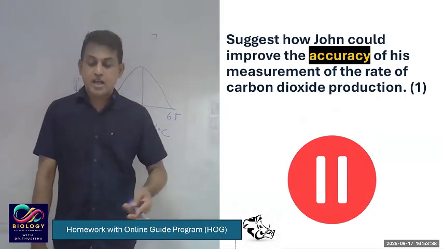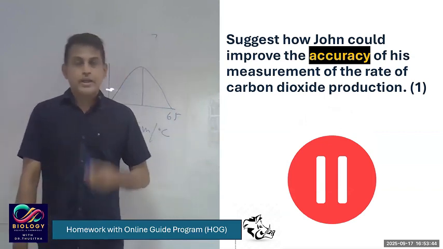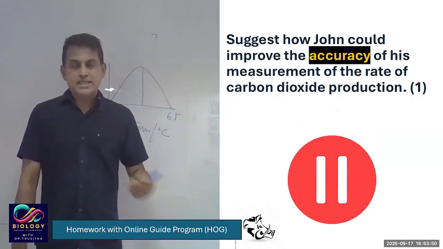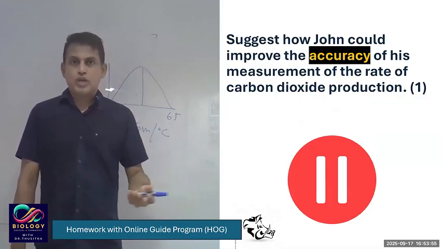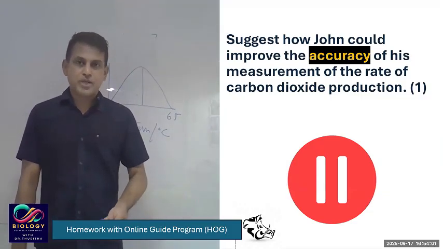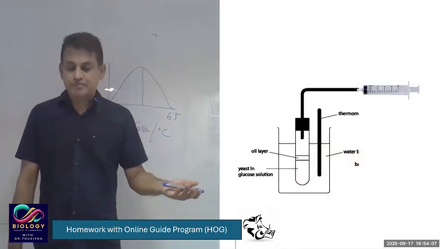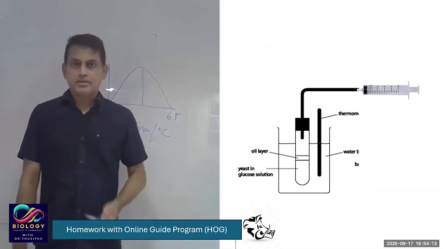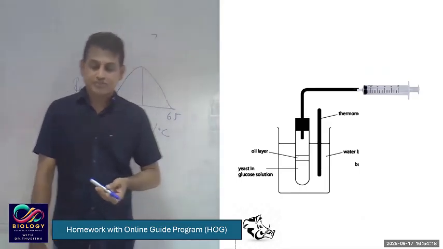Last, a few things: suggest how John could improve the accuracy of this measurement of the rate of carbon dioxide production. John measured the number of carbon dioxide bubbles, so he may have missed some bubbles. Some bubbles are smaller, some bigger, so it's not accurate. If we want to measure the exact volume of carbon dioxide in this kind of experiment, the way is to use a syringe. Fix a syringe and measure the volume of the carbon dioxide. You can see here the syringe is fixed to the end and we can measure the carbon dioxide volume.